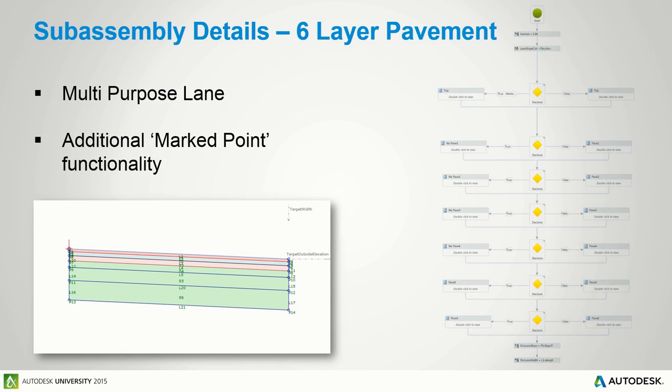So to do that, this is our first of our 2 sub-assemblies. This is the 6-layer pavement. All I'm doing in this exercise is taking the 4-layer pavement that ships with Civil 3D. I'm adding an extra 2 layers because we use quite a few more layers in Australia. We use select material, base, sub-base, plus multiple pavement layers. And we're going to add some mark point functionality so we can actually work from the outside in, not just from the baseline out.